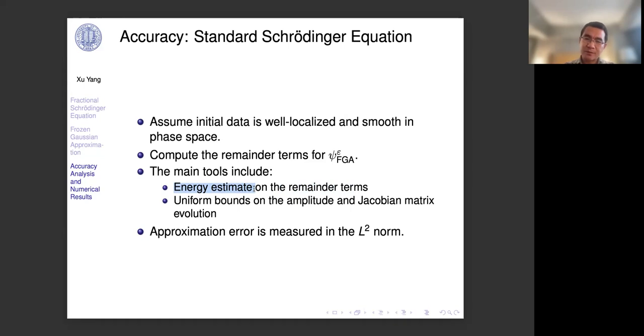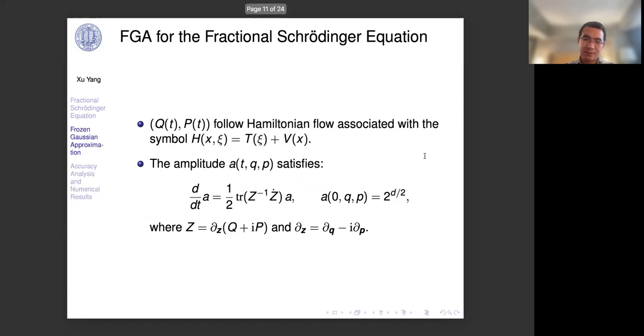And once we find uniform bounds on the amplitude and the Jacobi matrix, by which I mean the evolution of Z, we need to show the uniform bound on Z inverse. Essentially, that means we have to prove a lemma showing that Z will always be invertible for all time. If Z is not invertible at some time, then we know the amplitude will blow up and there will be some unbounded term in the remainder, right? Because the remainder will not be only A1, A2. There will be some crossing terms of A1, A0.